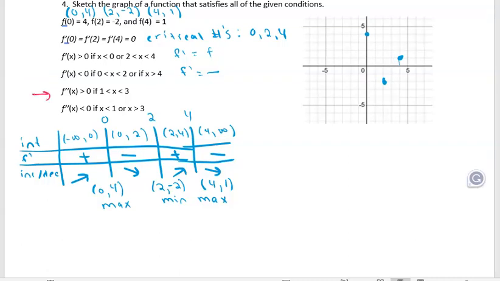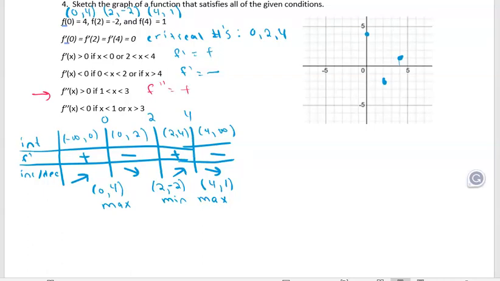F double prime. I'm going to switch colors because now we're on our second derivative. f double prime of x is greater than 0 if 1 is less than x is less than 3. What does that mean? The second derivative is greater than 0. Well, that's telling us our second derivative is positive. Okay, let's try it.